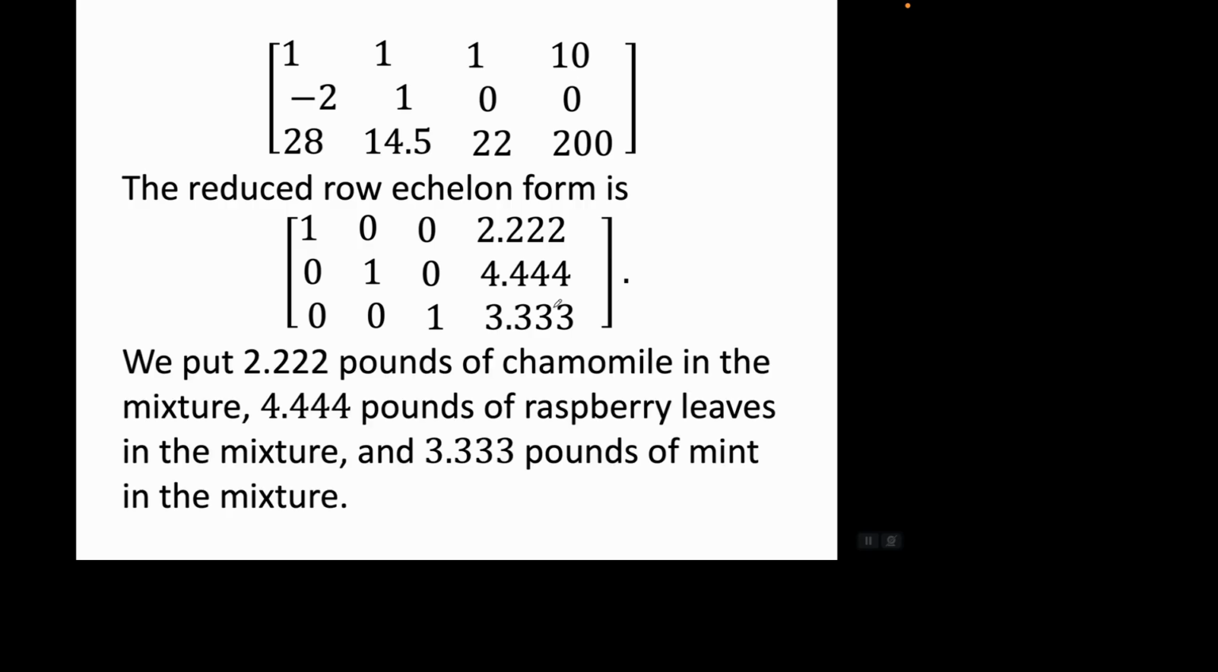Well, that's our answer. We put 2.222 pounds of chamomile in the mixture, 4.444 pounds of raspberry leaves in the mixture, and 3.333 pounds of mint in the mixture.